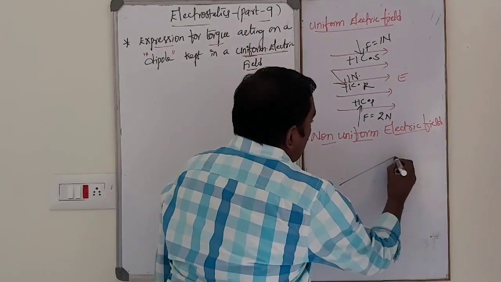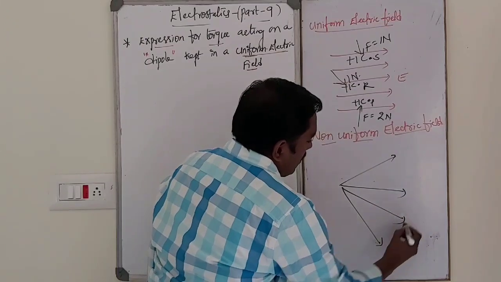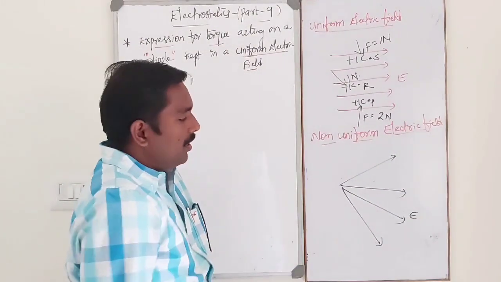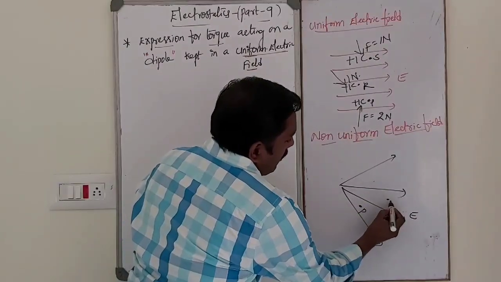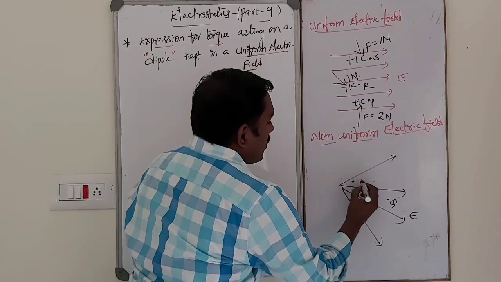See the representation of a non-uniform electric field like this. This is the non-uniform electric field representation. Suppose let us consider 3 points. This is the point P, this is the point Q, and this is the point S.